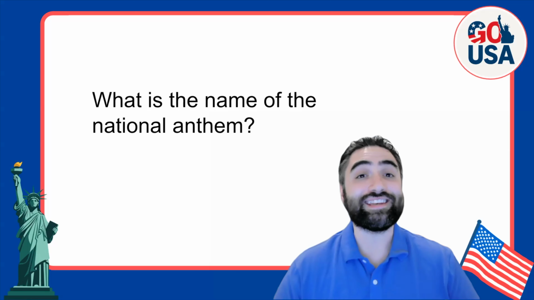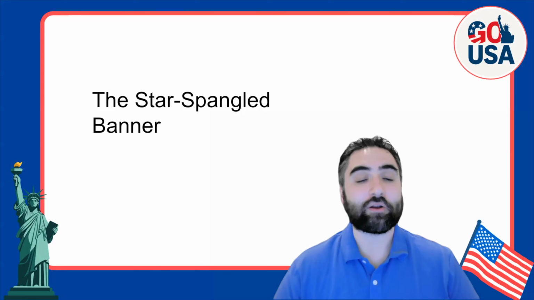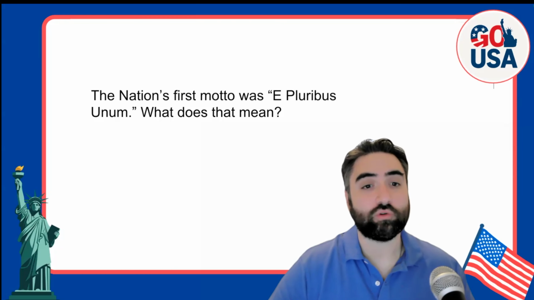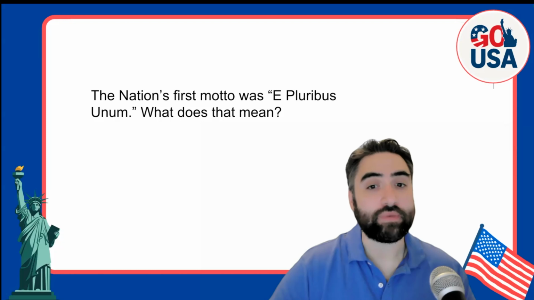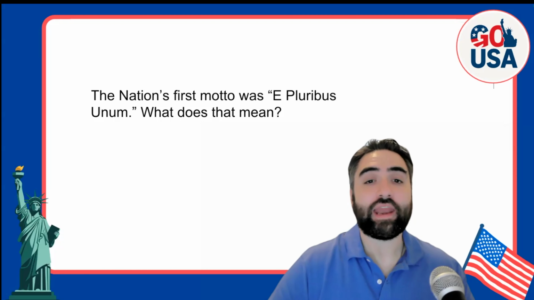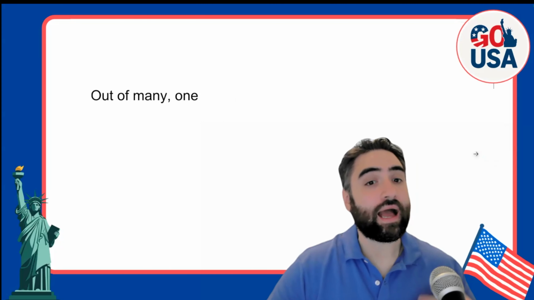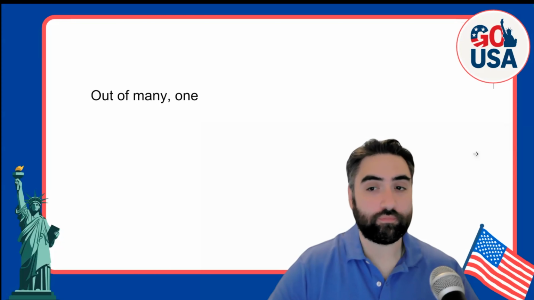What is the name of the national anthem? The Star-Spangled Banner. The nation's first motto was E Pluribus Unum. What does that mean? Out of many, one.